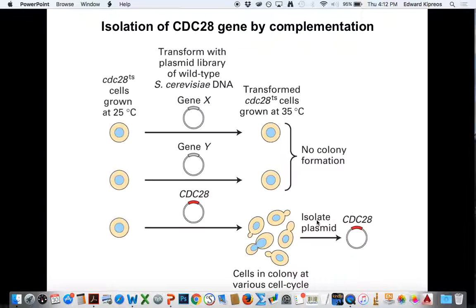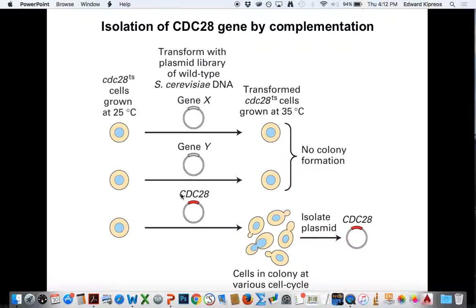So because the yeast genome is very small, you can just chop it up into pieces, throw it into a vector, and then put it into the yeast that are the CDC mutants. And so when you shift to the high temperature and you put in just a random gene like gene X, nothing happens. It still arrests, okay? But if you were to put in the actual gene that's mutated, like in this case, it's cell division cycle gene 28. So it's CDC28 mutant. Doesn't have CDC28 at the high temperature.